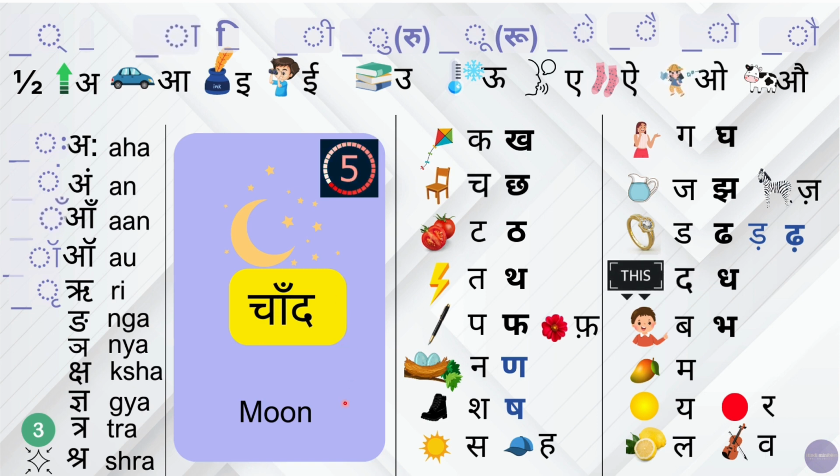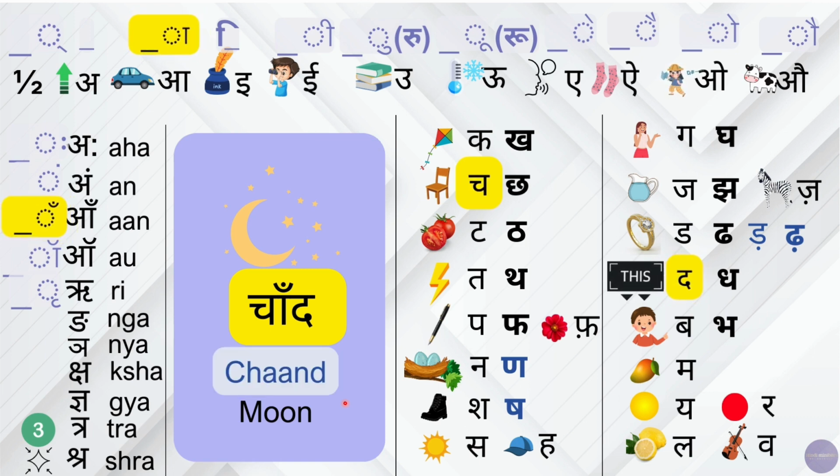This word means moon. Chair, this, the. And when we add the add-on symbols ah and an to ch, it makes the sound chan. And then we have the letter the here. So the word sound is chand. Next word.